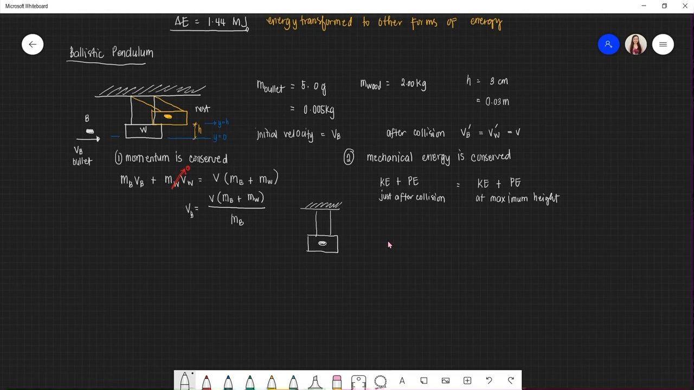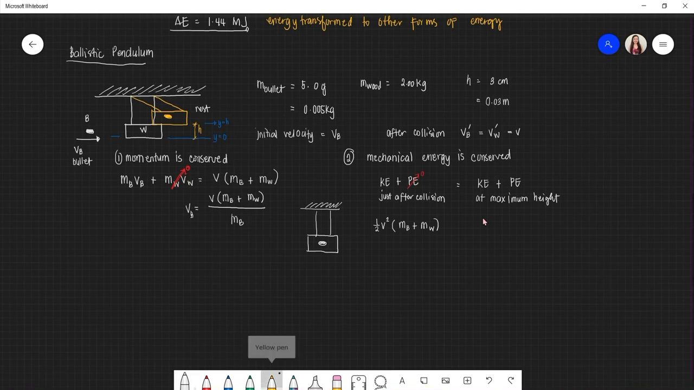So since it is at the bottom, the potential energy is 0. But they already share the same velocity here, no? So 1/2 v squared, which is the velocity of both after the collision, times, this is already the summation of their kinetic energies, the mass of the bullet plus the mass of the block of wood. Okay? And then that's equal to the kinetic energy plus the potential energy at the maximum height.